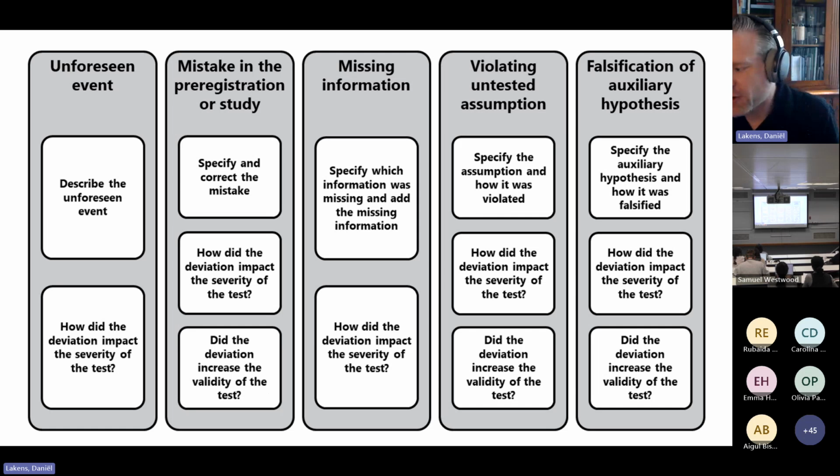All right, so this is sort of from a paper I have on this on when and how to deviate from pre-registrations. This is basically the 5 most common situations and what to think about.